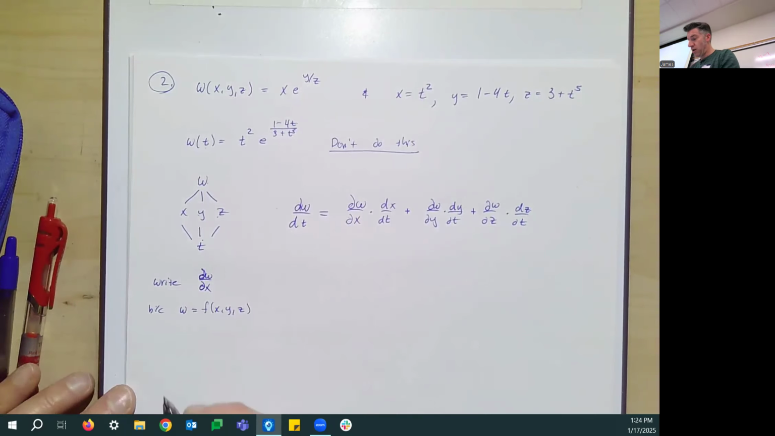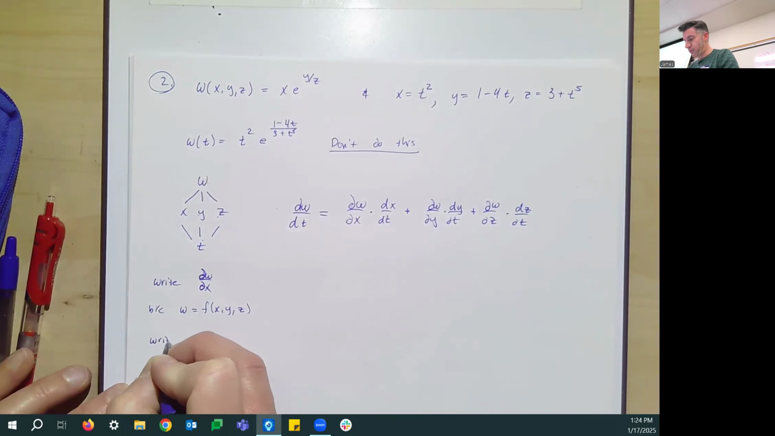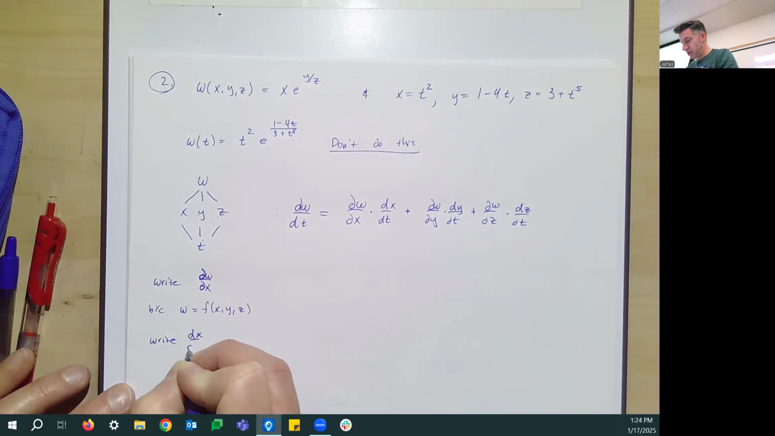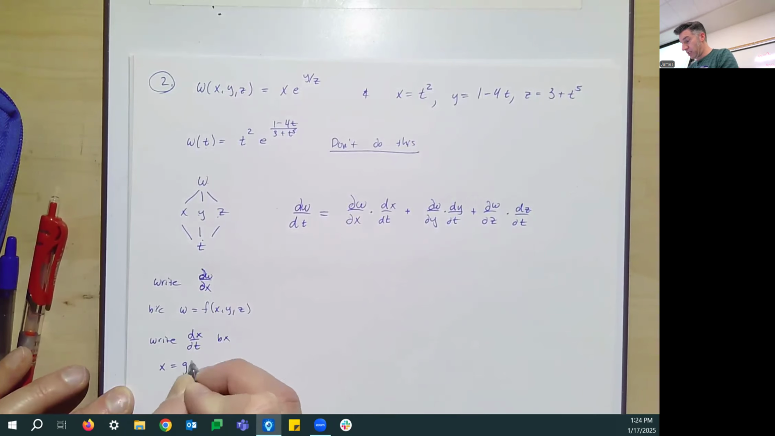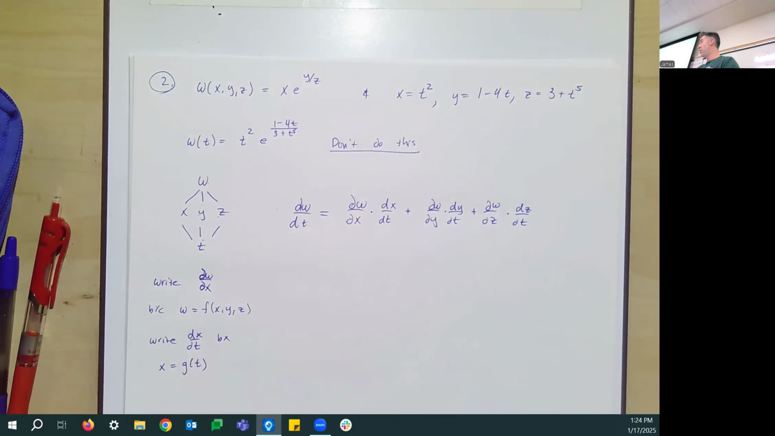On the other hand, we're writing dx dt because X is a function of only T. There isn't any other variable there. So it's not a multivariable function. It's a single variable function. And you don't take a partial derivative. We take a regular derivative. And that's the notational difference: partial derivatives get a curly D called a del. Regular derivatives get a regular D called a D.